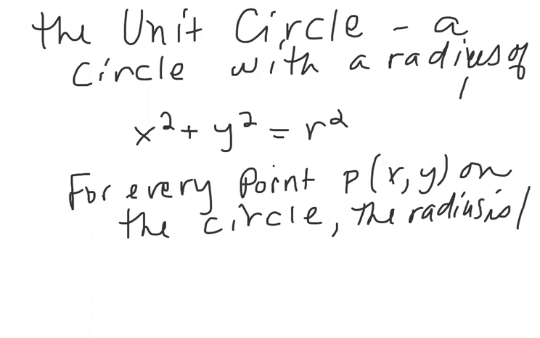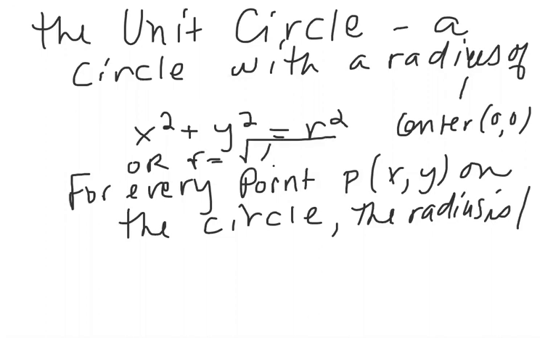So if you're looking at a radius of 1 unit, and of course the center is at 0, 0, the equation of the circle would be x squared plus y squared equals r squared. Now, of course, you can also rewrite this as the radius equals the square root of x squared plus y squared, guys. That's the same thing. So essentially, for every point P, x comma y, on the circle, the radius is always 1, guys.